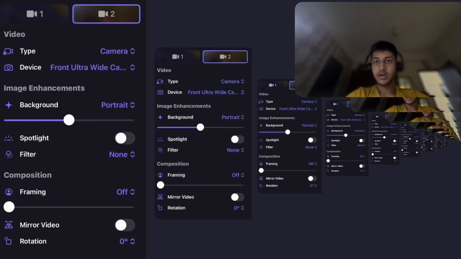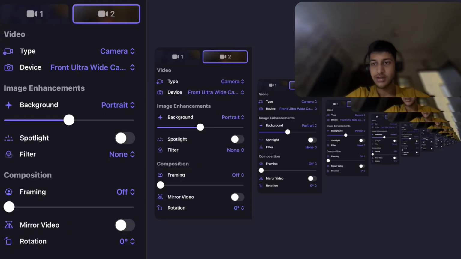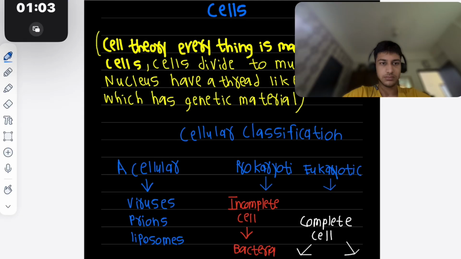So this is the second class of our biology session. Today we will be covering the cells topic. All right. Cell theory tells us that everything is made up of cells. Whatever you are seeing, you yourself, is made up of cells. Cells divide to multiply. Cells nucleus have a thread-like structure which has a genetic material. The genetic material holds all the information which creates you.